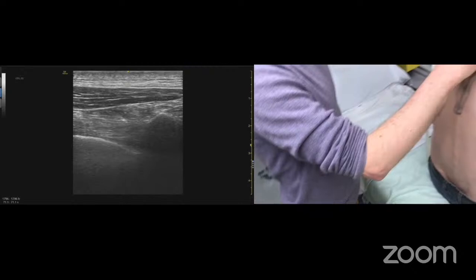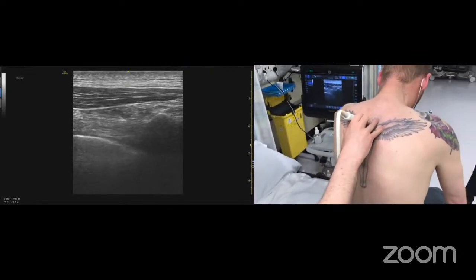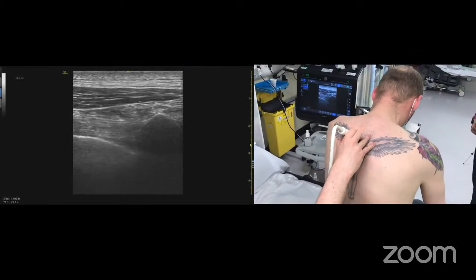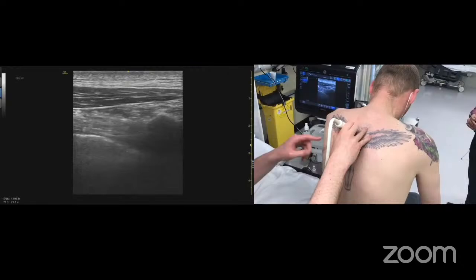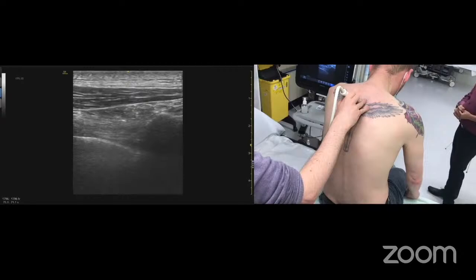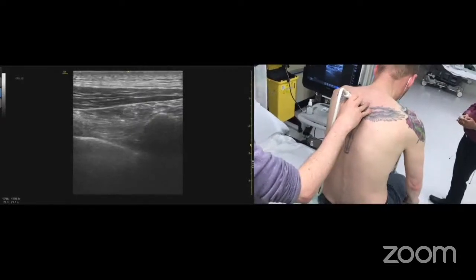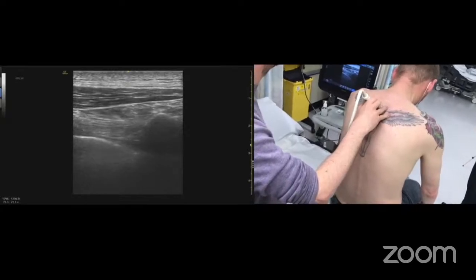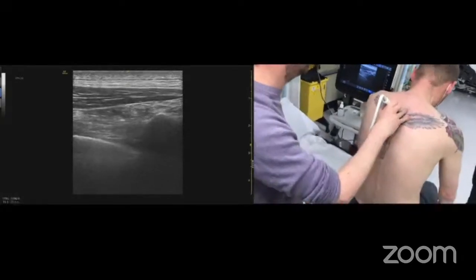You can also do an erector spinae block in this orientation. So you'd come from lateral to medial and inject on top of the transverse process. An MTP block would be somewhere between the transverse process and the pleura, and a paravertebral space would be in that dark triangle at the bottom.